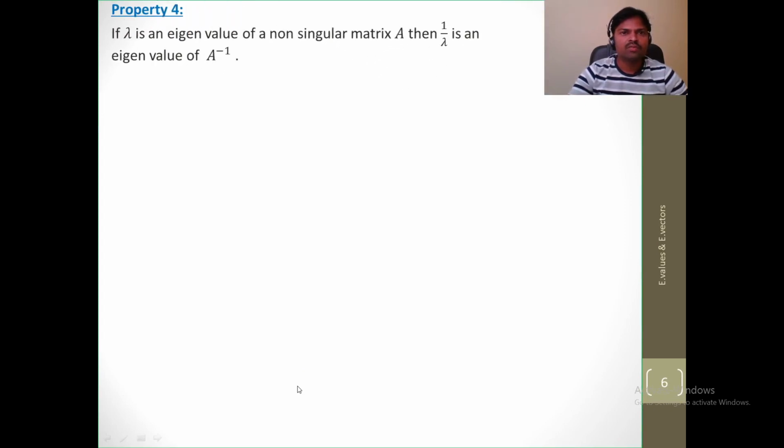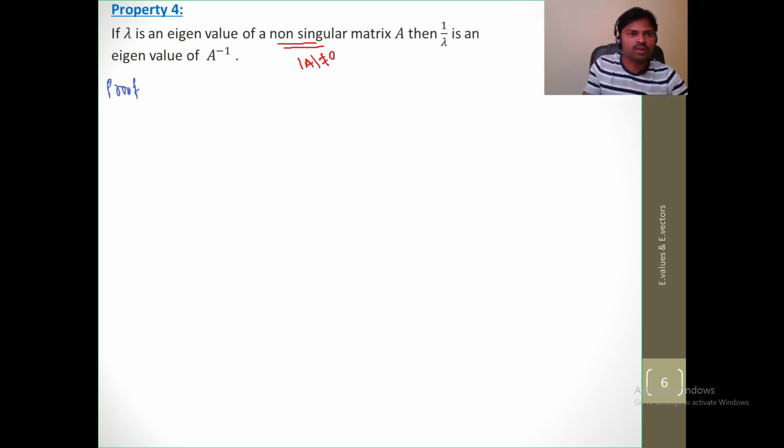Next, property number 4. If lambda is an eigenvalue of a non-singular matrix, what is meant by non-singular matrix? Non-singular means the determinant of that matrix should be non-zero, that is, determinant of A is not equal to 0. If lambda is an eigenvalue of a non-singular matrix A, then 1 by lambda is an eigenvalue of A inverse. So lambda is an eigenvalue of A; this is given to us. Then what we have to prove is that 1 by lambda, the reciprocal of this eigenvalue, will be an eigenvalue of A inverse. Let's complete the proof.